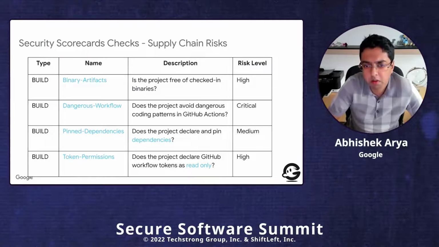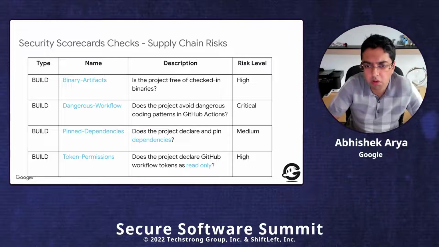The second aspect of the supply chain risk is at the build level. A perfect example here is the SolarWinds attack. We want to make sure that malicious artifacts are not injected during the build process. Scorecards tries to ensure this by looking at several aspects here. For example, it will check that everything is built from source and there are no checked-in binary artifacts in your code base.